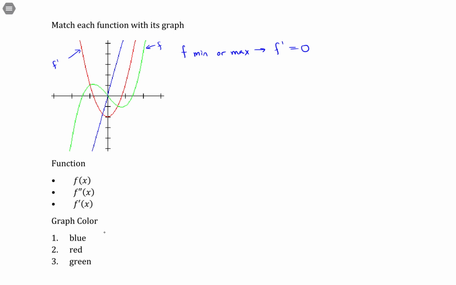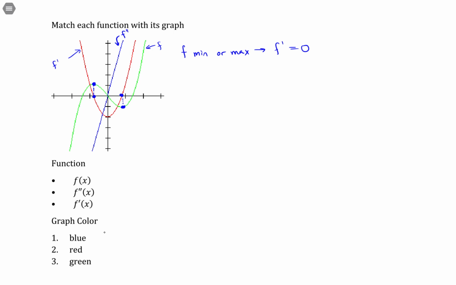So whenever the original function has a minimum or a maximum, so here and here, then what has to happen is the first derivative must be 0. So that means if we come down here, we should run into our first derivative being on the x-axis, which is exactly what's happening here. So that's pretty certain that we have the original function and the first derivative correct, which would leave this one to be the second derivative.